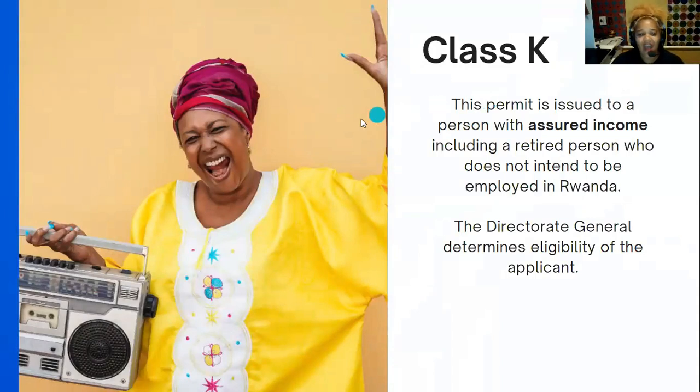Yes, so we now have our Class K, and this is for what we like to call our VIP persons, our seniors, our retired, our folks with an assured income. First, snap it out that you're at that level of life where you can sit back and receive your assured income. And it does say including a retired person who does not intend to be employed in Rwanda. And the Directorate General determines the eligibility of the applicant. And so this is the Class K.